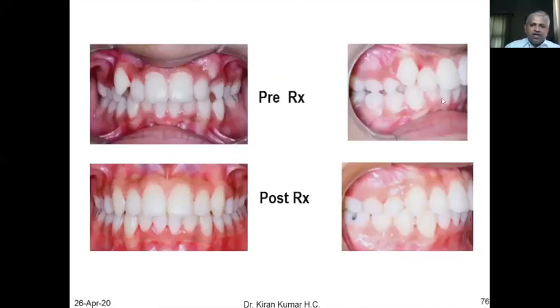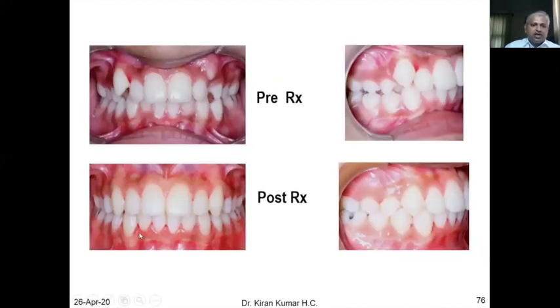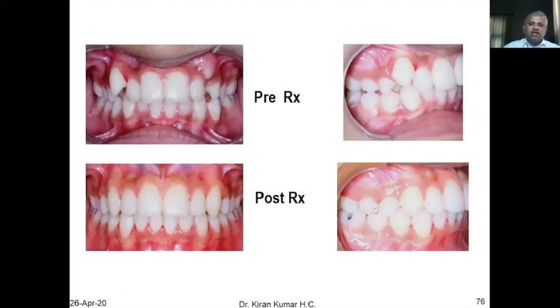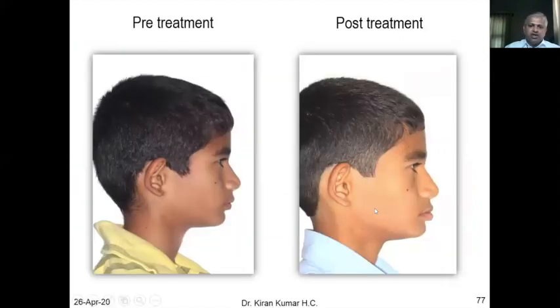These are pre-treatment and post-treatment pictures. Yes, a very good amount of distalization was achieved. We were able to achieve a class 1 relationship with midlines coinciding, and a very well stabilized occlusion at the end of the treatment. These are post-treatment pictures. There's not much change in his face except the positioning of the chin.